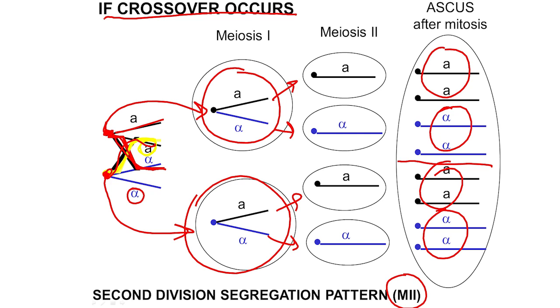That is what's referred to as an M2, or a second division segregation pattern. Again, all you have to do is look at either the top 4 or the bottom 4. If they're not the same, that's M2. Why is it second division? Because after meiosis 1 was done, A and alpha were still together. They didn't separate from each other until meiosis 2 because of the crossover. So when you see an M2, what that implies is that a single crossover event occurred between the centromere and the locus of interest.